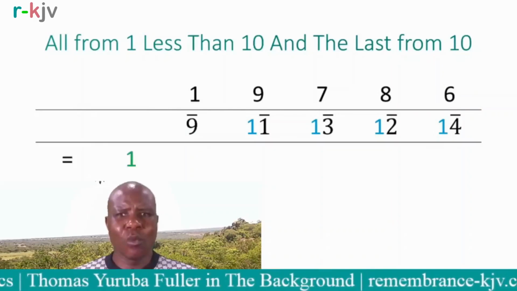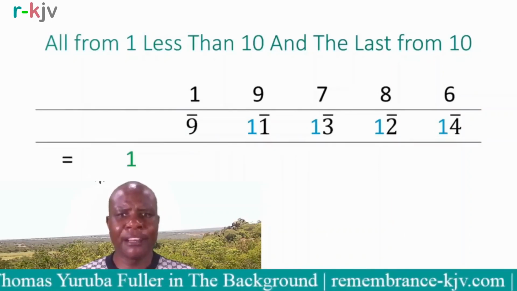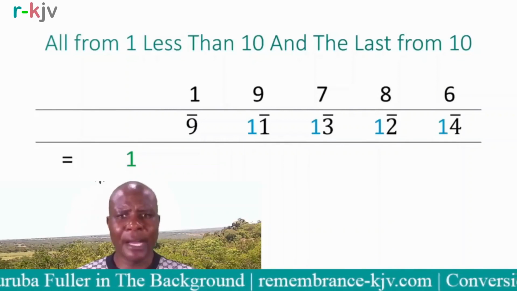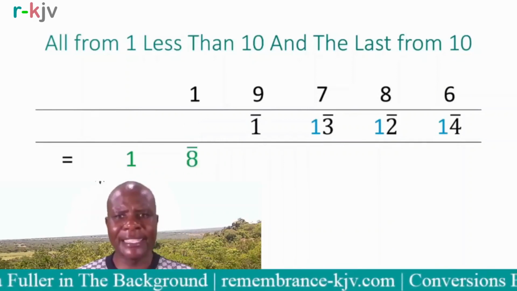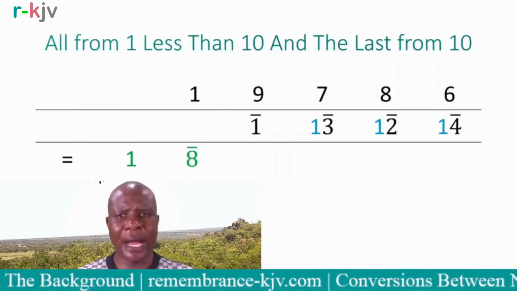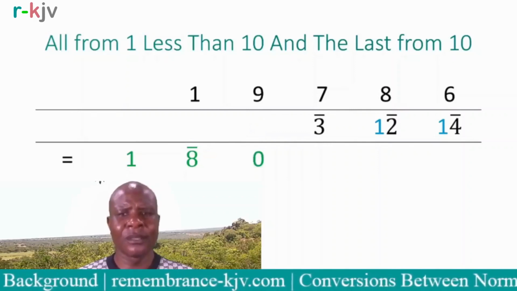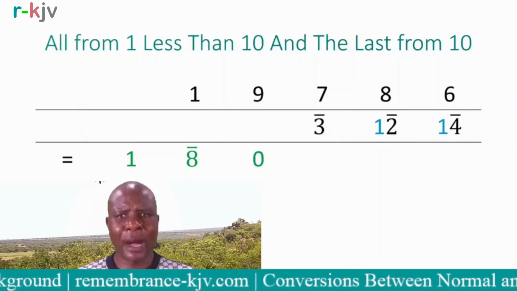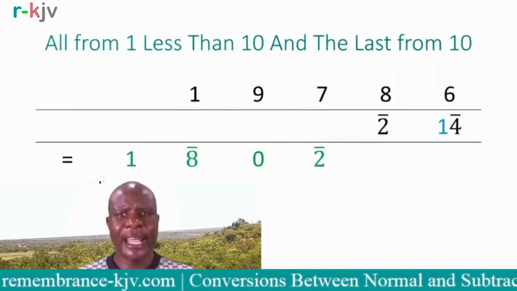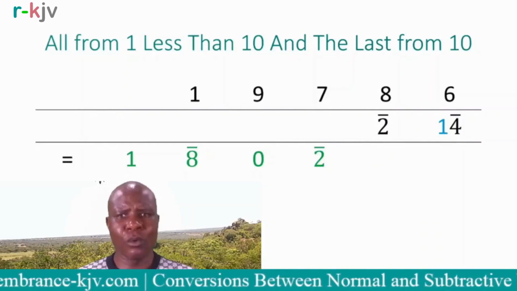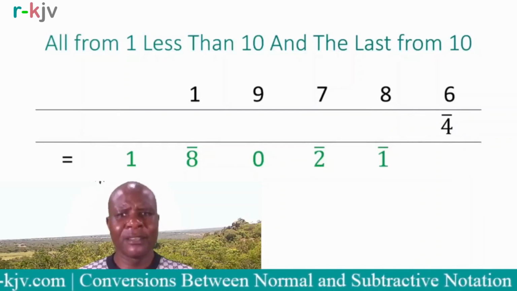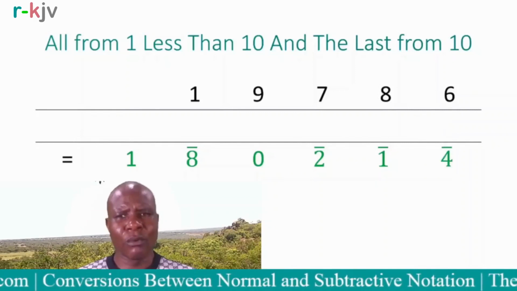We first write down 1 from 1 bar 9 and we are left with bar 9. We add the carry 1 from 1 bar 1 to bar 9 and we write down bar 8. We add the carry 1 from 1 bar 3 to bar 1 and we write down 0. We add the carry 1 from 1 bar 2 to bar 3 and we write down bar 2. We add the carry 1 from 1 bar 4 to bar 2 and we write down bar 1. Finally, we bring down bar 4.